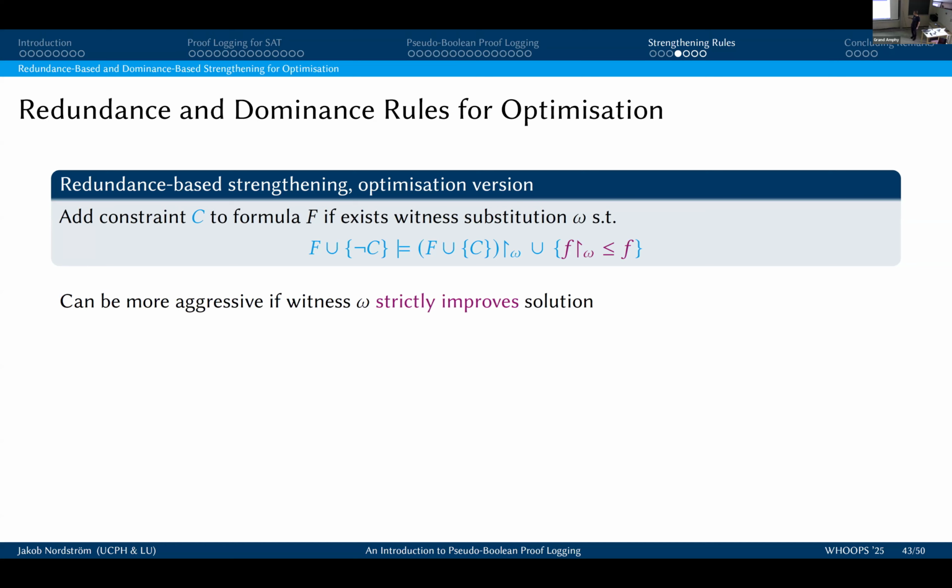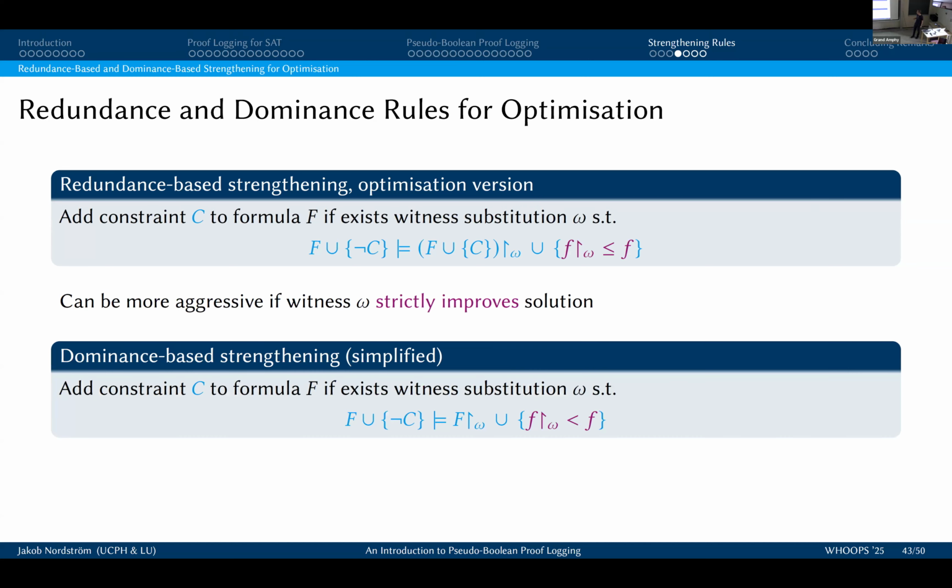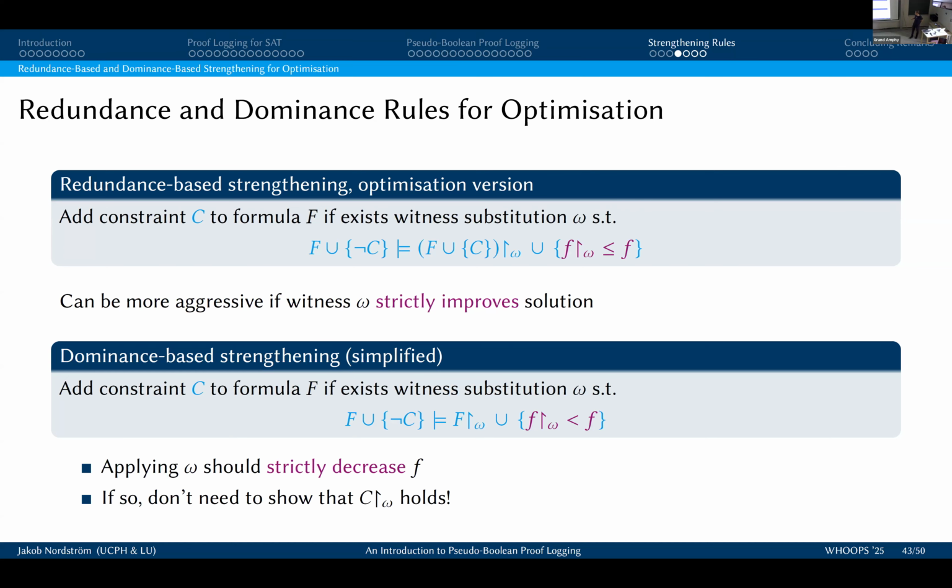And now, interestingly, you can look at this and say, well, suppose that I can have a stronger promise from omega. Suppose I can prove that omega actually will make my objective strictly smaller. It will strictly improve my objective. Then I can strengthen this rule and say, well, in this case, you only have to prove F, but you don't need to prove C. Okay? And this is something that we call dominance-based strengthening. It's slightly incomparable. I have to prove something stronger over here, but I have to prove something weaker over here. And as Marcus will tell us after lunch, this turns out to be super useful.